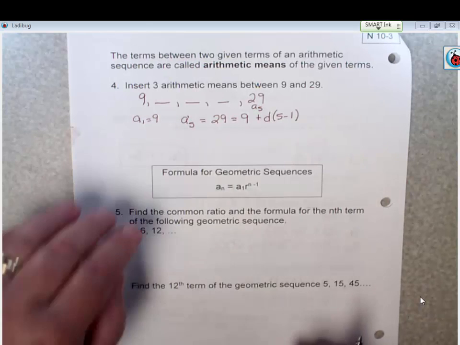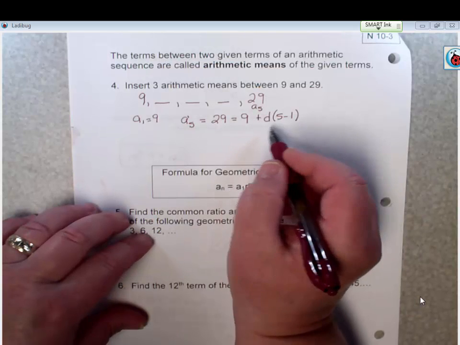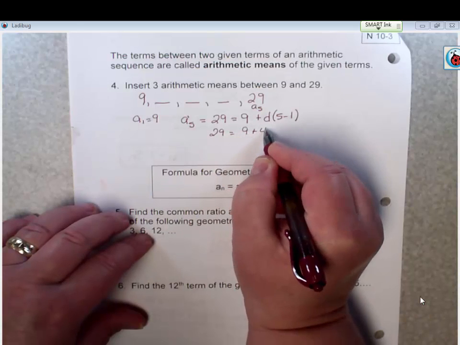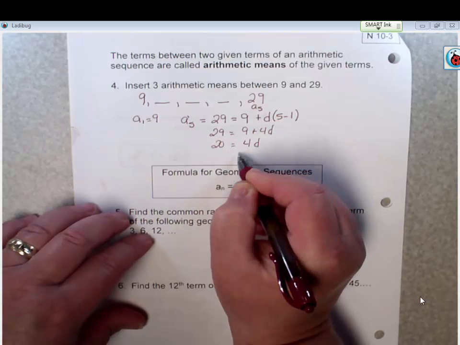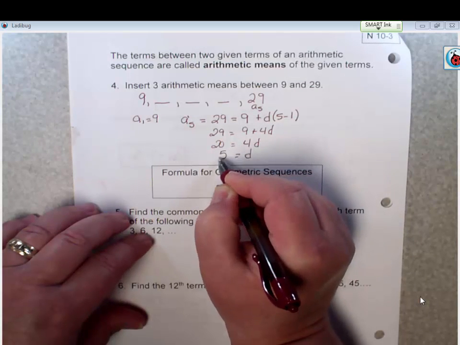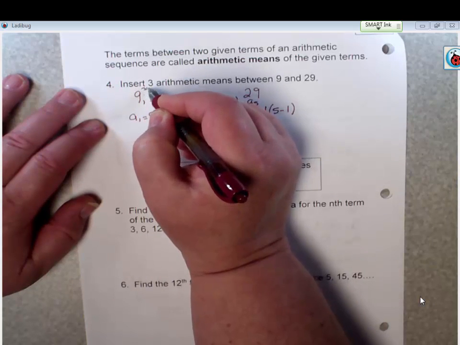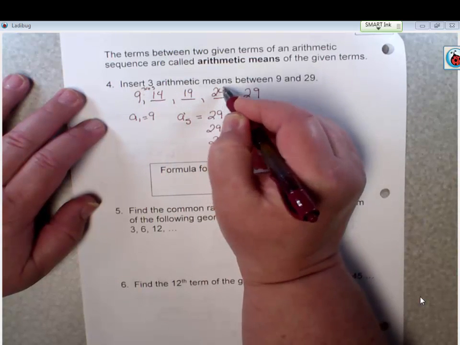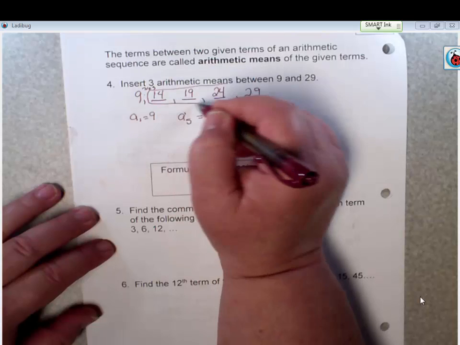Okay, all right, so cleaning that up a little bit, this would be 29 equals 9 plus 4d, which means 20 equals 4d, which means d equals 5. So since d is 5, we know that we're adding 5 each time here. So that would be 14, then 19, then 24, and then 29. Okay. So we inserted our 3 arithmetic means between 9 and 29.